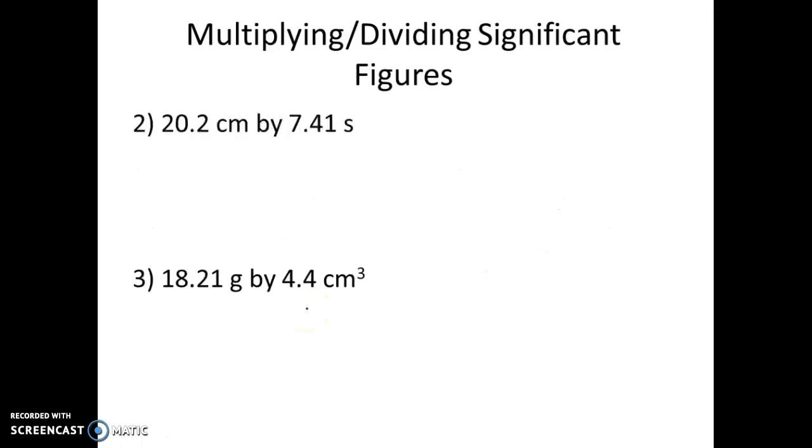Couple more problems. 20.2, we have 3. 7.41, we have 3. So 20.2 divided by 7.41, you get 2.726. And that goes to 2.73.